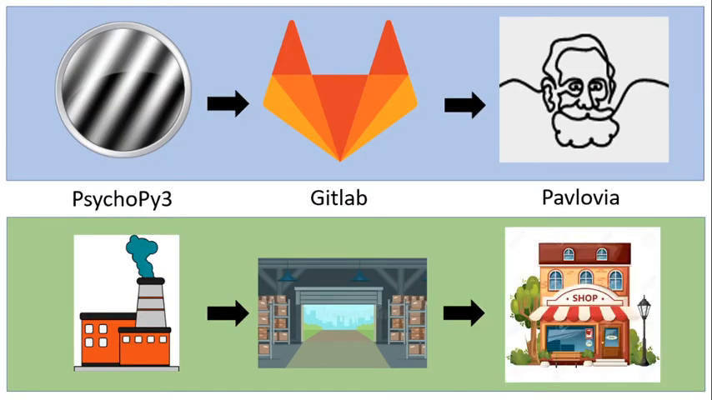Okay, so if we look at this all together, we can see that CyclePy3 is where we're building everything, GitLab is where we're storing everything, and Pavlovia is where we're going to share it with the rest of the world. All right, so I hope that clarifies the relationship between these different things.